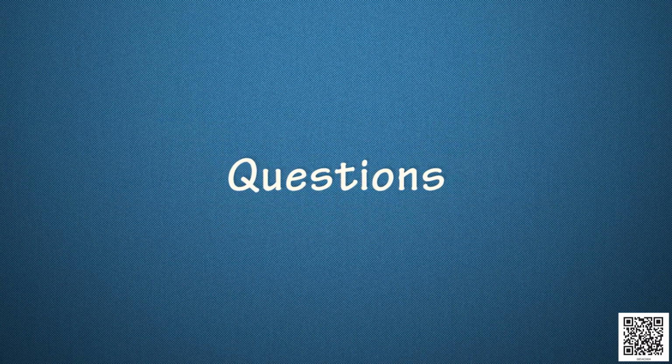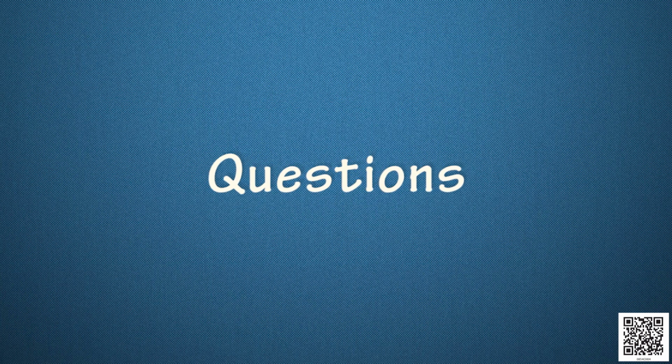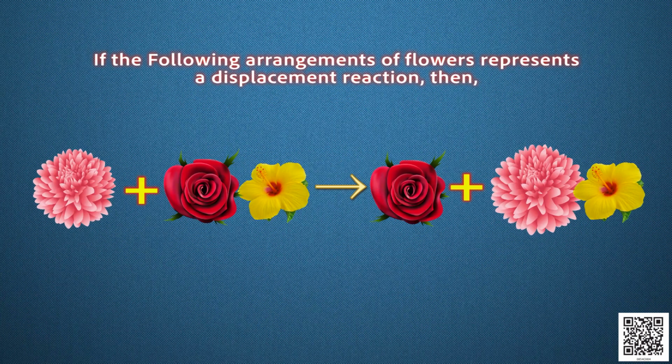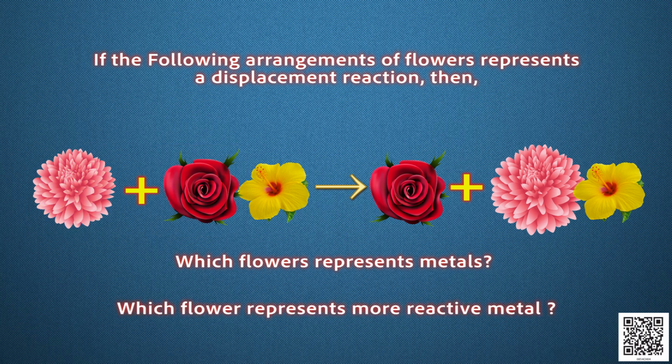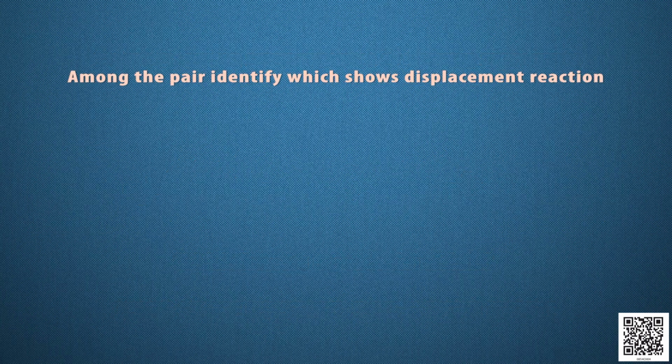Here are some questions for you to ponder about. If the following arrangements of flowers represent a displacement reaction, then which flowers represent metals? Which flower represents the more reactive metal? Among the pair, identify which shows a displacement reaction.